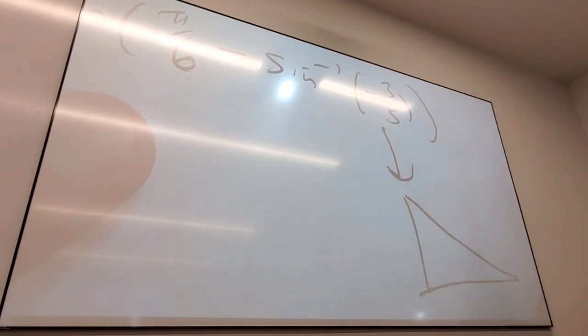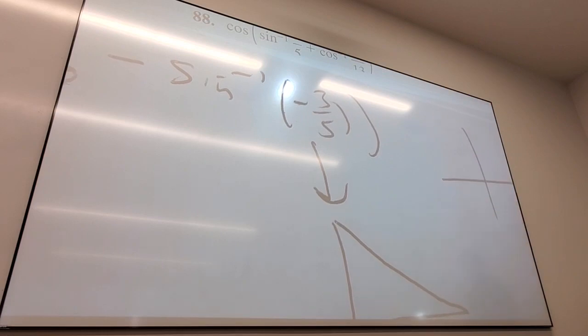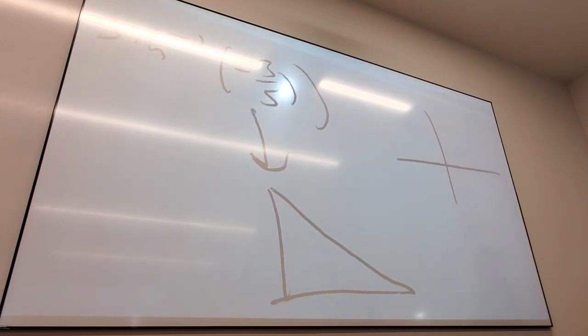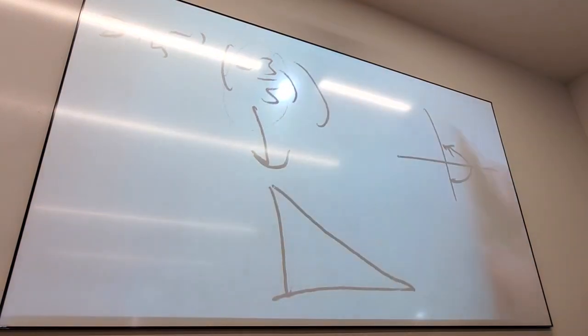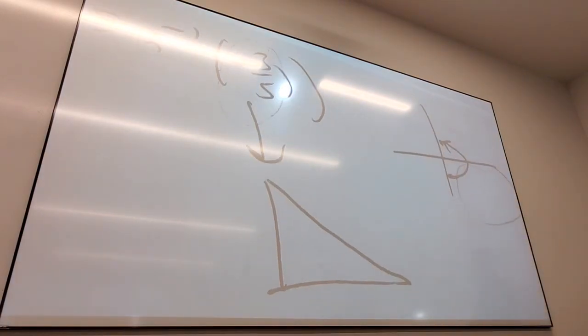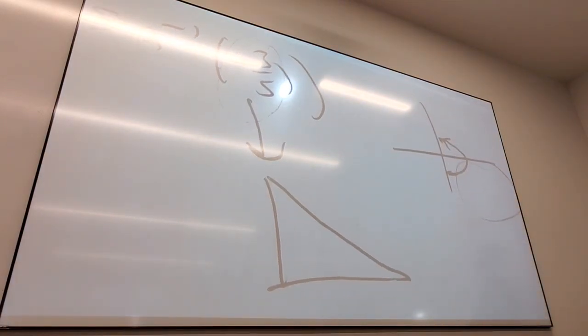For inverse sine, do you remember what the outputs can be between? Negative pi over 2 to pi over 2. Since it's negative, I must be in the fourth quadrant. Do you guys agree? Okay, so I know I'm in the fourth quadrant.